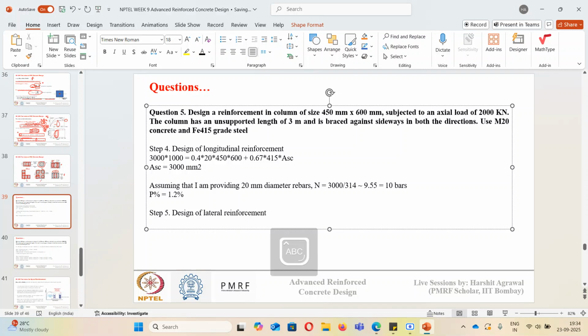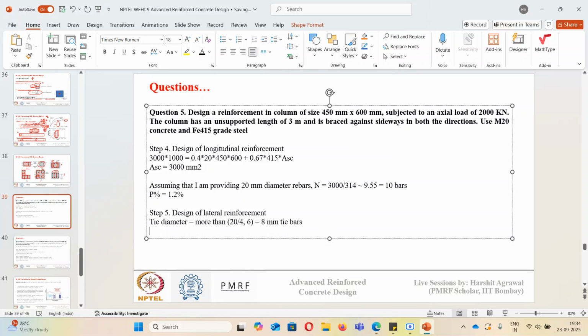Okay, so how is this design done? The tie diameter should be more than the diameter of the longitudinal bar, 20, divided by 4, and 6. So 20 by 4 is 5, so between 5 and 6, we will provide 8 mm tie bars.